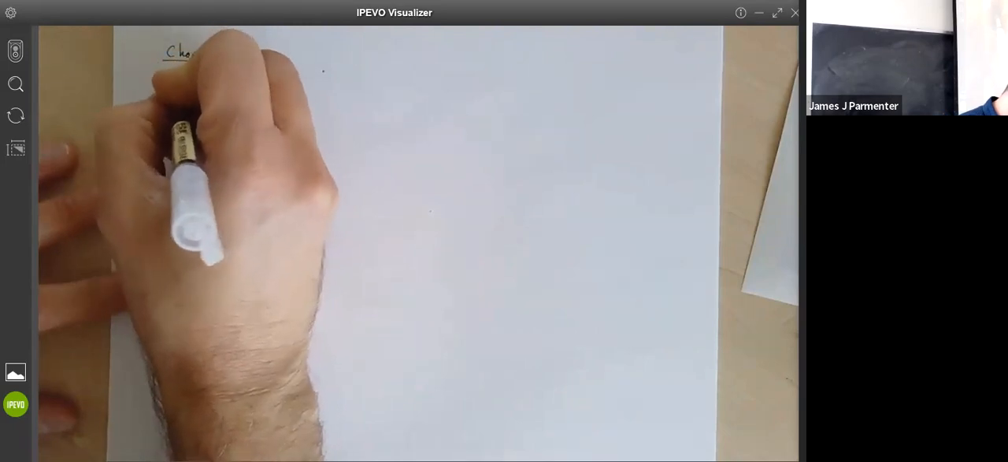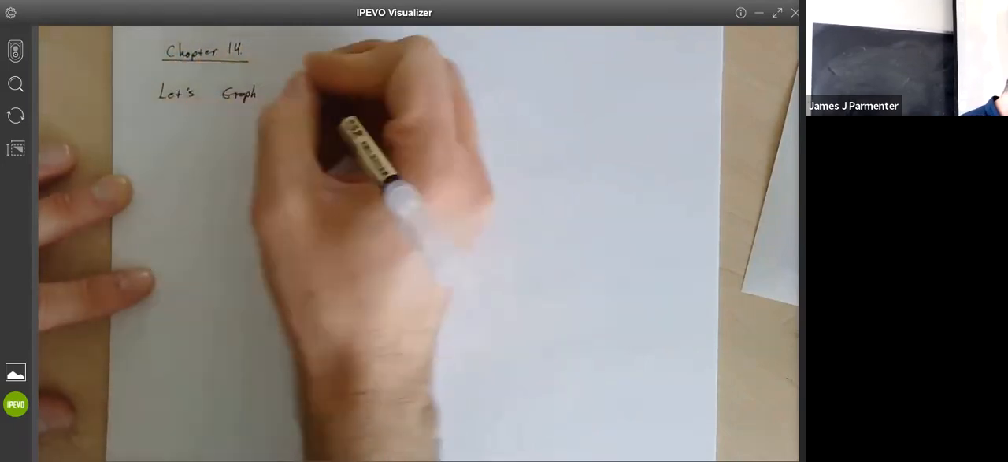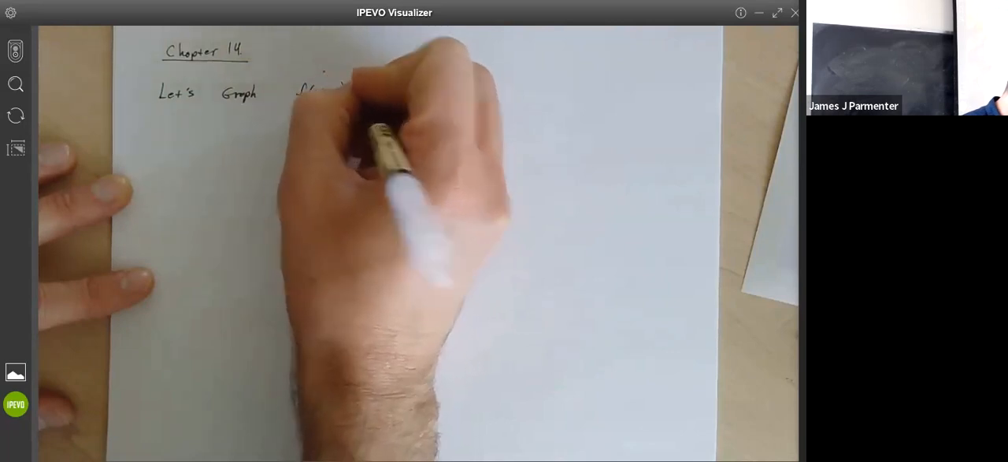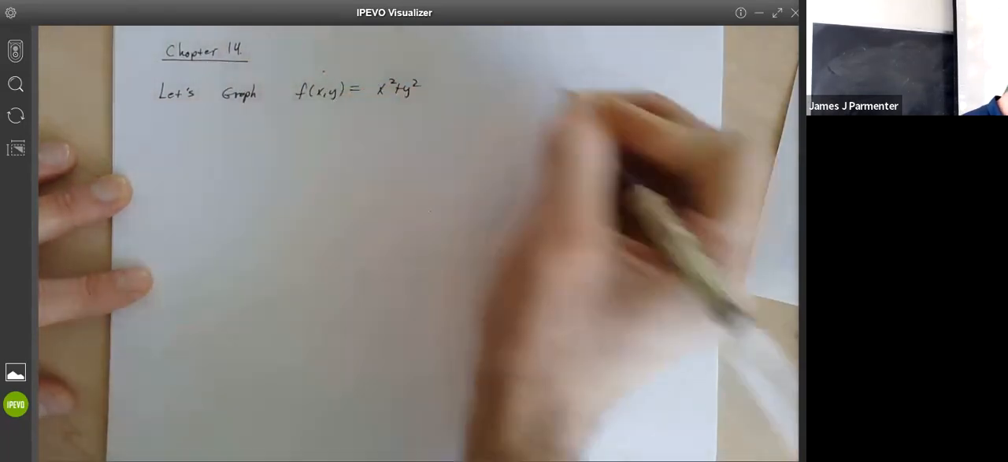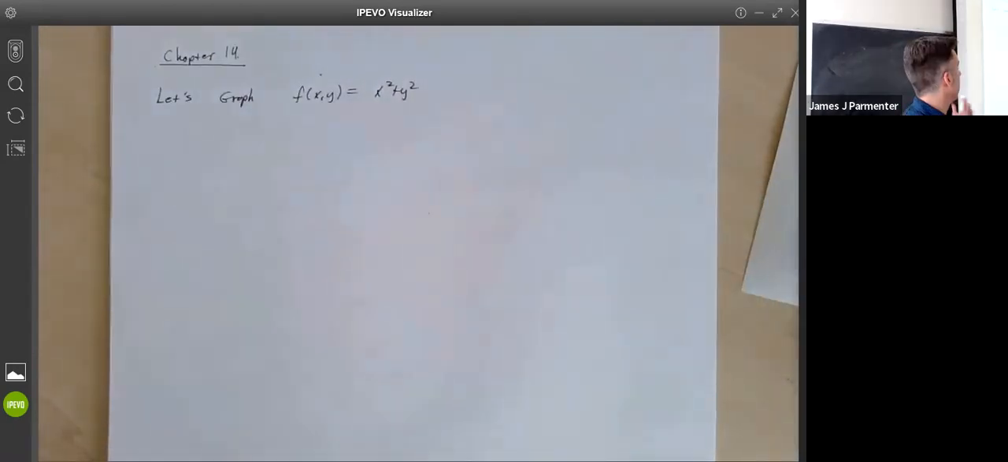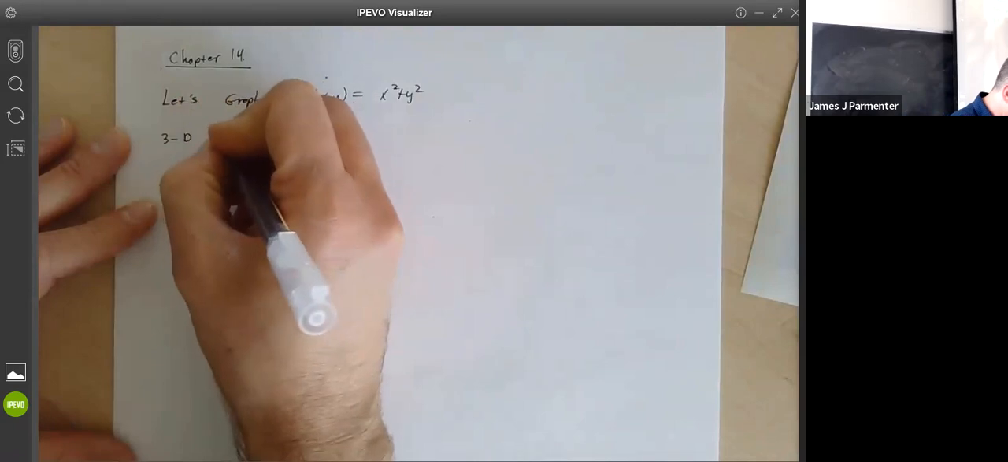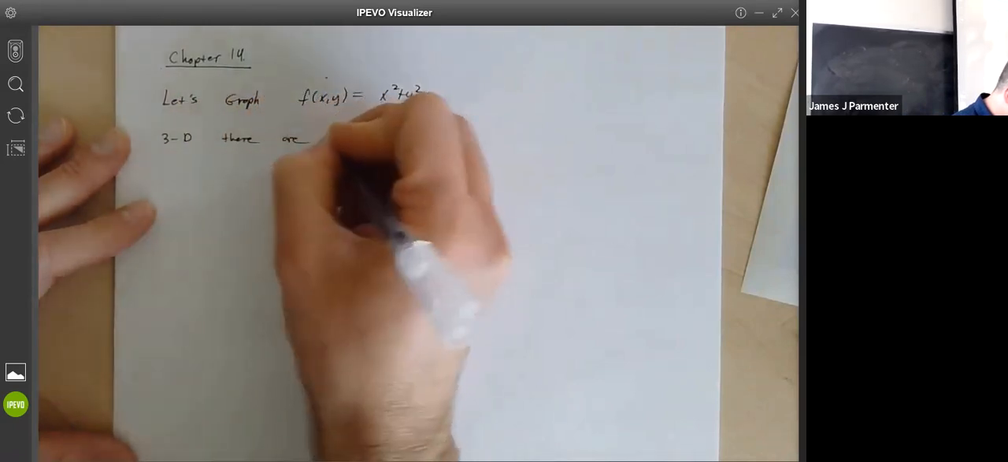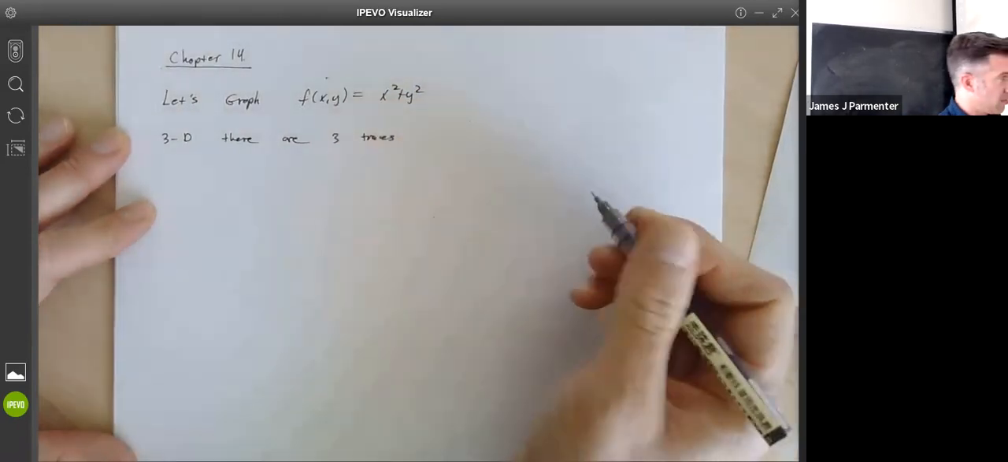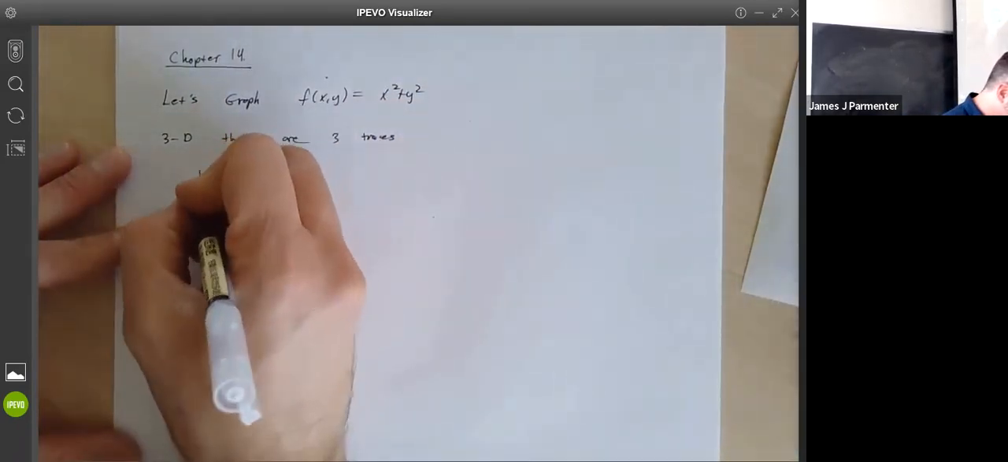So let's graph a paraboloid, f of x, y equal to x squared plus y squared. We're talking about graphing functions of two variables, and there's a lot of different ways to do this. One way is to draw the trace of the function in each plane. So in 3 dimensions, there are 3 planar traces. There's one in the XY plane.